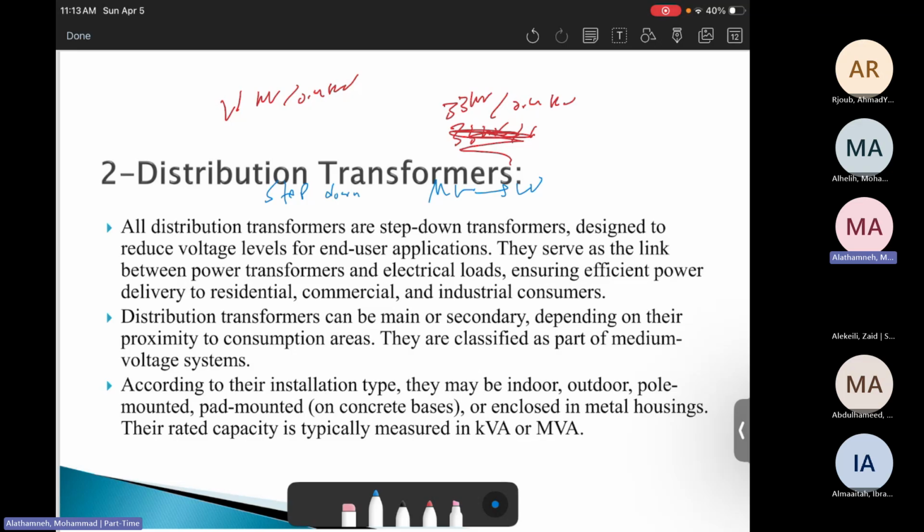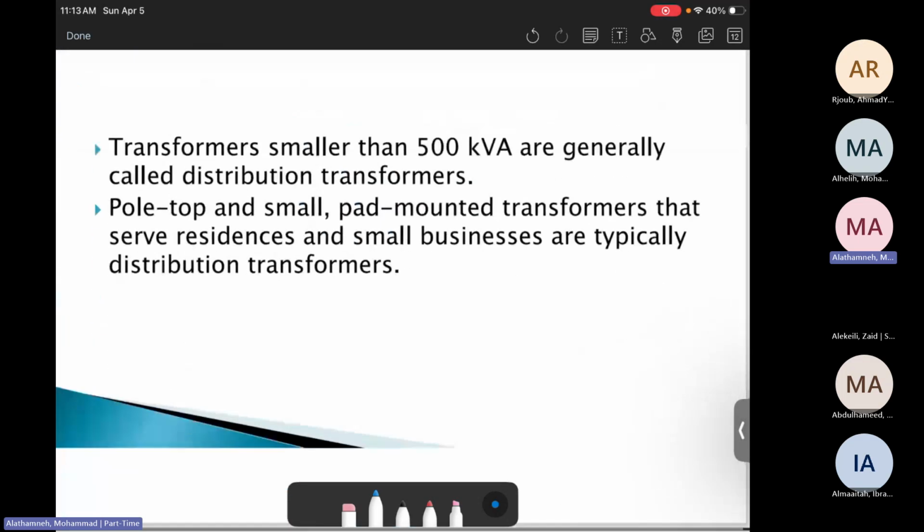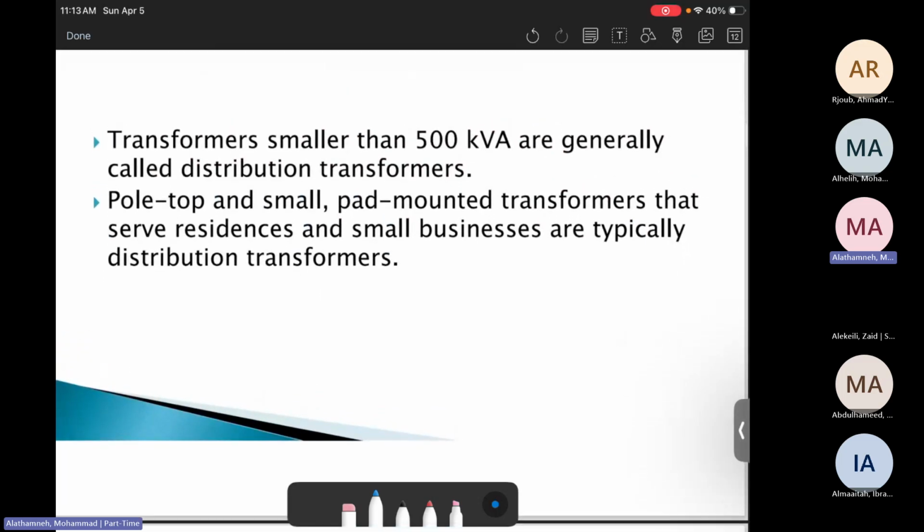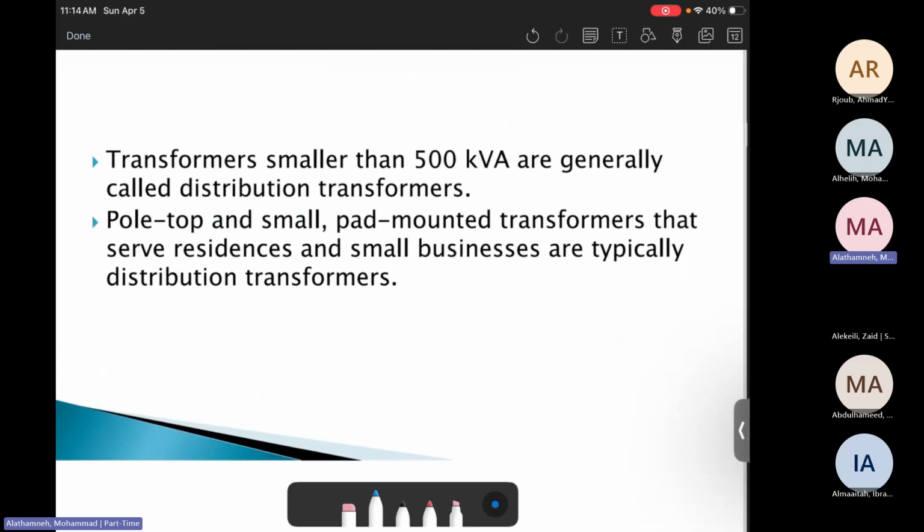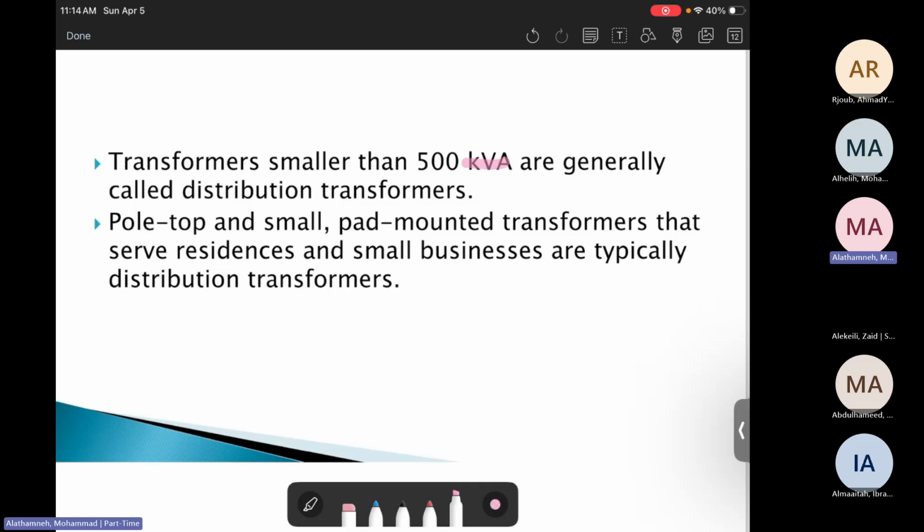And there must be 4 wires, A, B, C, and a neutral, because we have some single phase loadings for the other customers. Therefore, we need to make sure those transformers are called distribution transformers. Any transformer smaller than 500 kilovolt ampere is called a distribution transformer. Any transformer larger than 500 kilovolt ampere is called a power transformer. Keep this in mind according to the ratings.